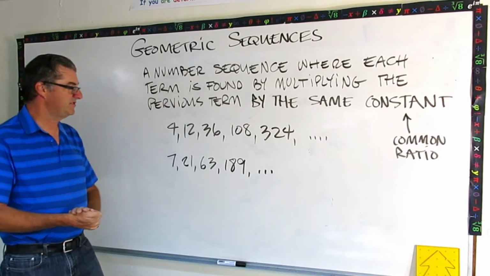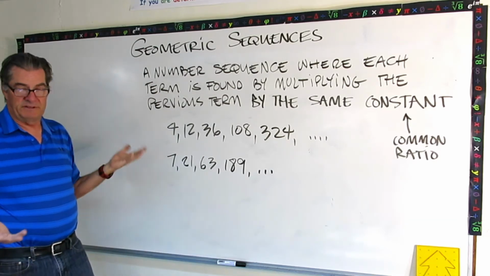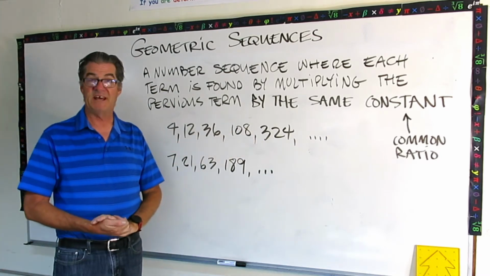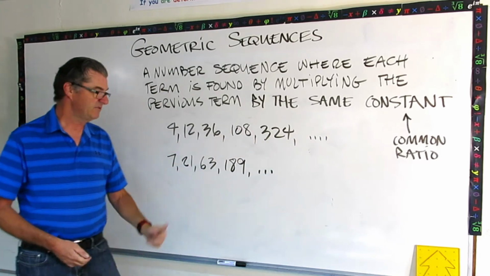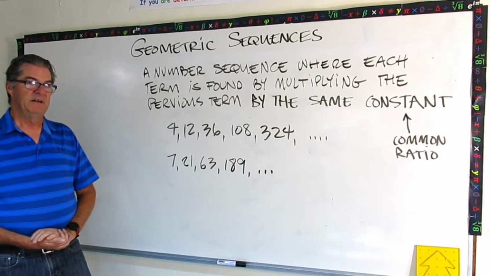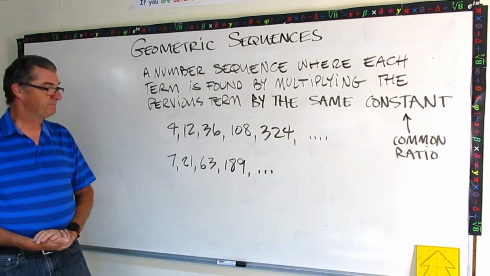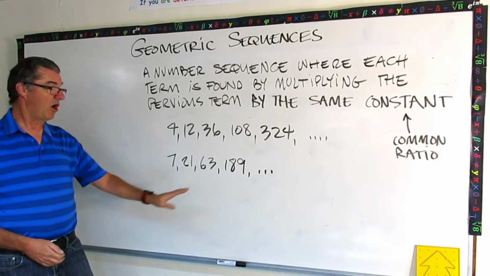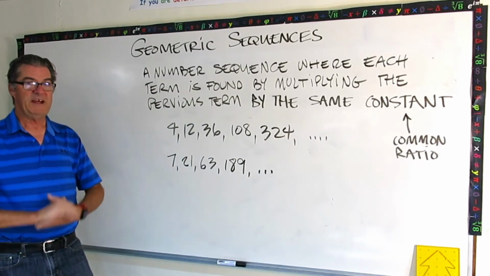So if you checked it out, if you said multiply by 3 each time, guess what? You're right. Each term can be gotten by multiplying the last term by 3. Now check this one out. Tell me what the common ratio is for that sequence. If you notice that this one is also 3, you're right.